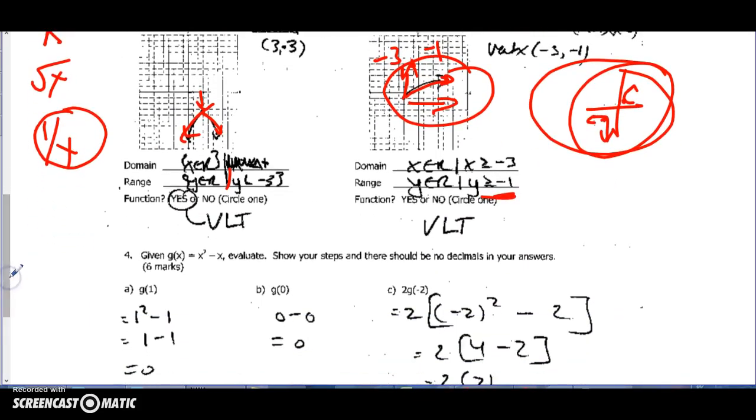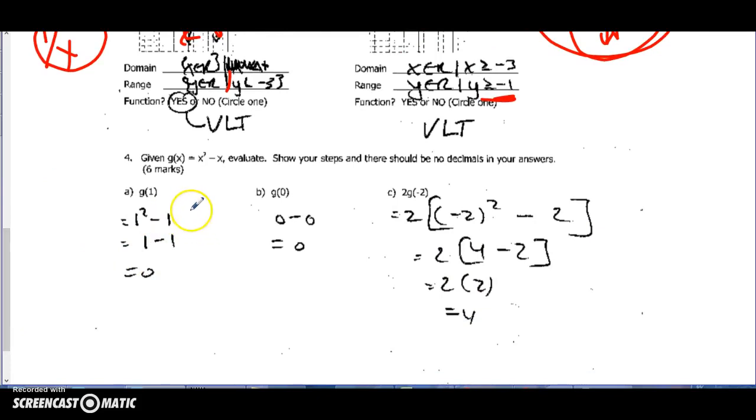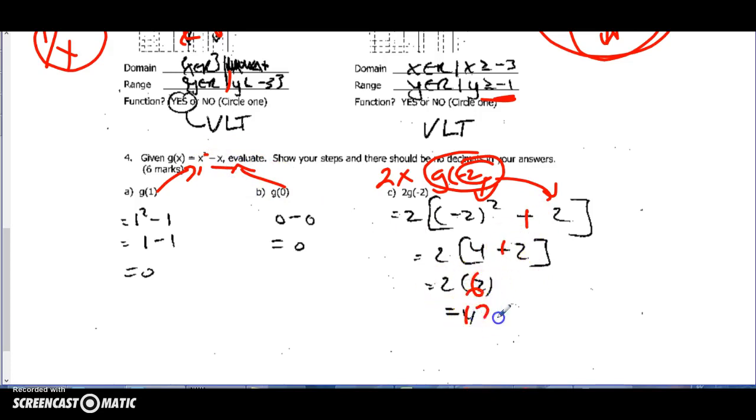I know I'm going quickly, but we've got lots to do here. Sub in a 1 here to find g at 1. Sub in a 0 for both x's to find g at 0. This is 2g at -2, so this really means 2 times g at -2. Find g at -2 by subbing in -2 for x squared and x here. Then you get, this is wrong, it's plus, that's a 6. 2 times 6 is 12. Okay, so that's page 1.